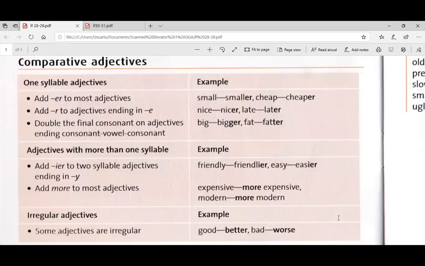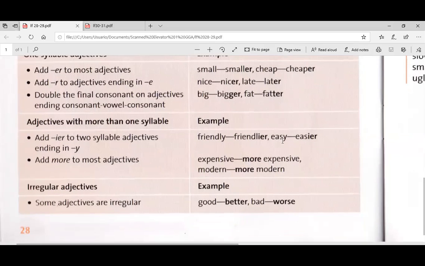So that's the second part of the table. When we have easy, look at easy. You don't have to say more easy, you have to say easier. How does it happen? When adjectives have one or two syllables but they end in y, it says here: add IER to two syllable adjectives ending in y. So you have friendly, look at the change: the substitution of y for I and add ER. And easy, easier.